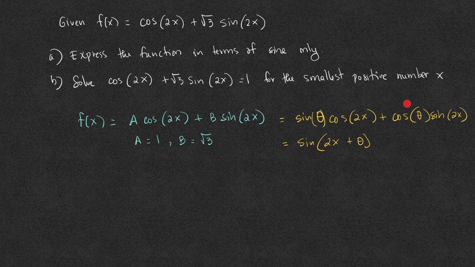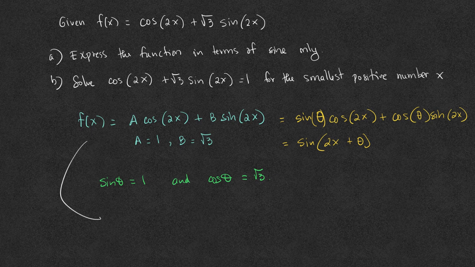For these two expressions to be the same, we would need to have sine of theta equals a, but a is 1. And we would need to have cosine of theta equals b, but b is the square root of 3. But the square root of 3 is more than 1, so this is impossible.